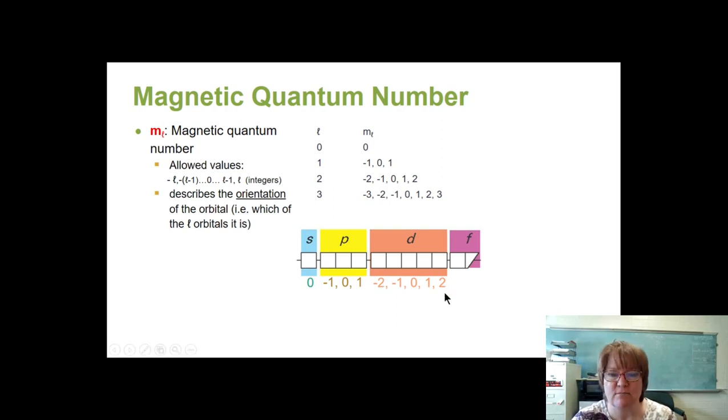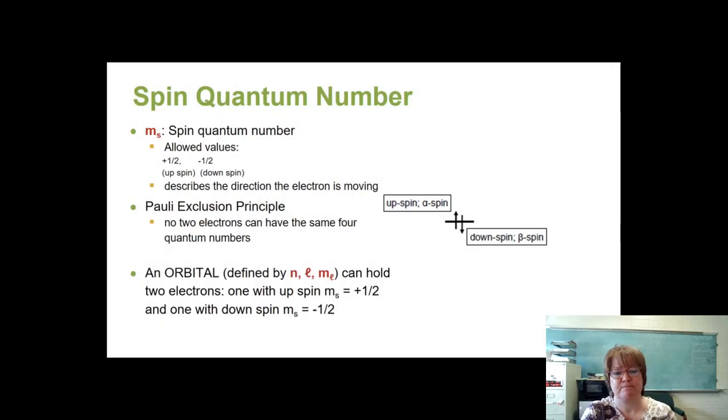And with d orbitals, there'll be 5 of them because it can go from -2 to +2. So for F, I end up with 7 of them, -3 all the way up to +3. So it's always going to be 2 times L plus 1 as far as the quantity that I end up getting. And these are actually describing the orientation. So we will see this when we get into looking at the shapes. I'm not going to expect you to identify them. I just need you to know what the possible values are.